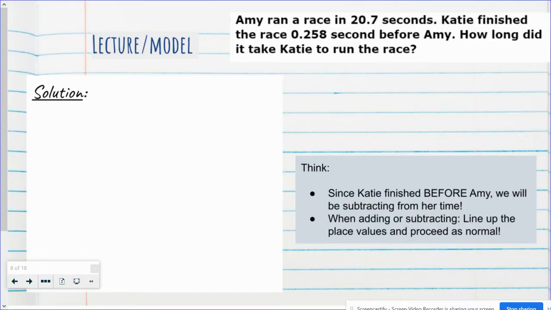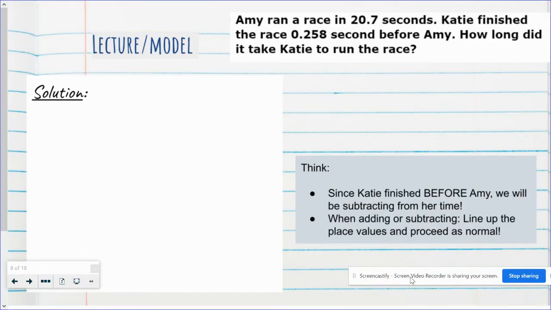All right, let's look at our next problem. Amy ran a race in 20.7 seconds. Katie finished the race in 258 thousandths seconds before Amy. How long did it take Katie to run the race? So we're starting at Amy's time, which is 20 and 7/10 seconds. And we know that we are doing something with the 258 thousandths.